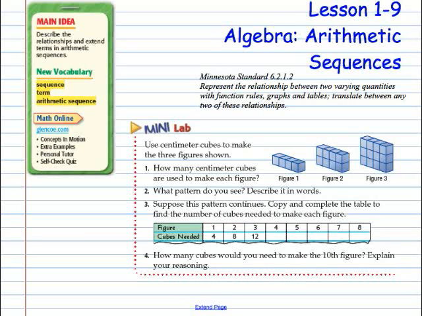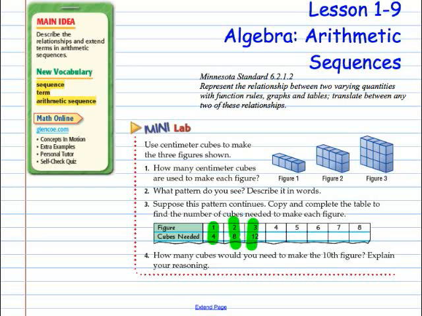In the mini-lab, it says use centimeter cubes to make the three figures shown. How many centimeter cubes are used to make each figure? In figure number 1, you can see there are 4. That shows up down here in the table. Figure number 2, we add another row or another layer. So in figure 2, there's 8. Figure 3, a third layer of 4. So in figure 3, there are 12.